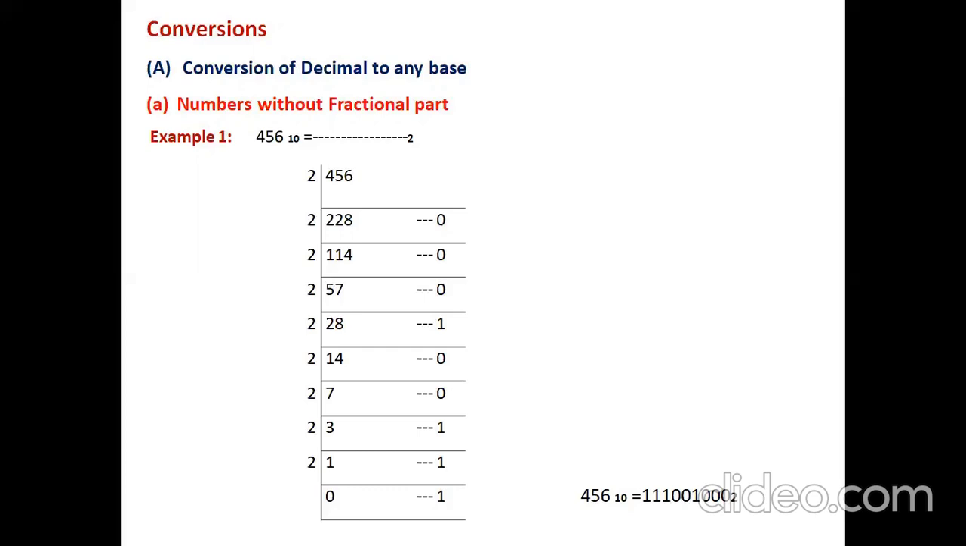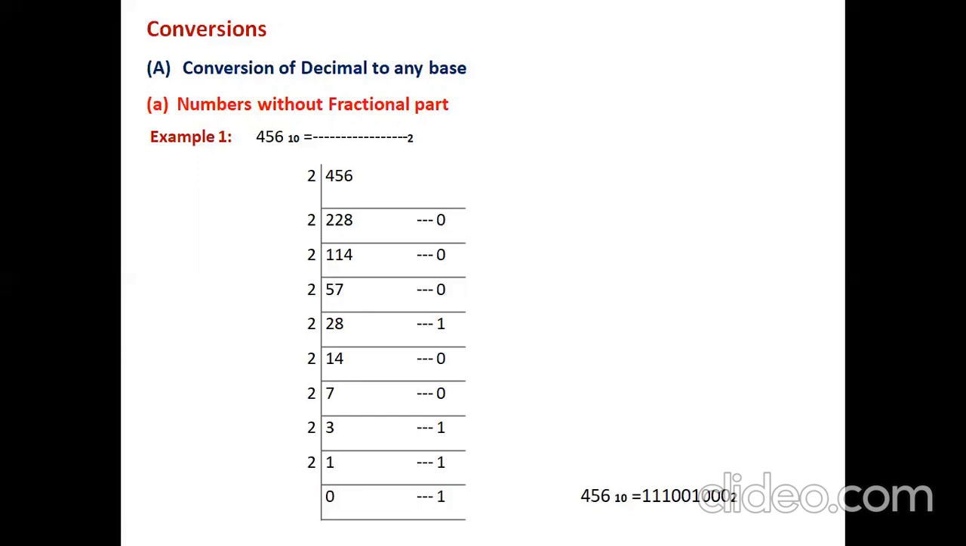So till here we did not get any remainder, and from here onwards, if we divide 57 by 2, we get remainder 1 and 28 is left over. Again we divide by 2, 14. Similarly, you have to go on doing this till you get the value 0 at the end. And from the bottom to top, we are going to write down the answer. So we start from the bottom level, 1 1 1 0 0 1 0 0. This is the answer for 456 base 10 in terms of binary. This is how we will do it.